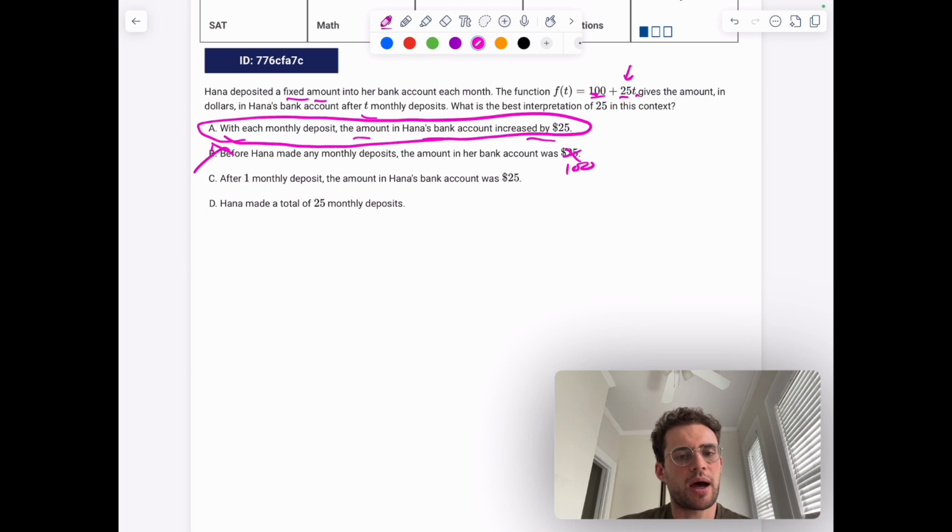After one monthly deposit, the amount in Hannah's bank account was 25. No, actually it was 100 plus 25, but that's not really what the 25 would represent anyway. It's what you're adding each time. Hannah made a total of 25 monthly deposits. No, t is the number of monthly deposits. You're multiplying the number of monthly deposits by the amount you're depositing, which would be represented by a, the amount it increased.